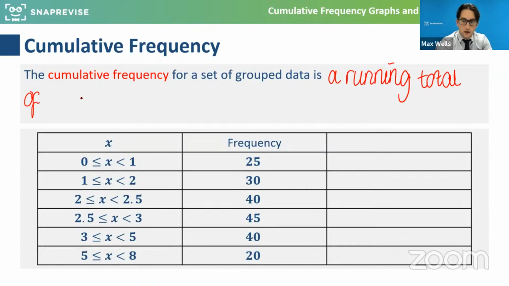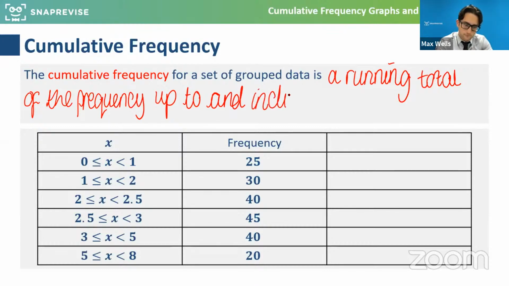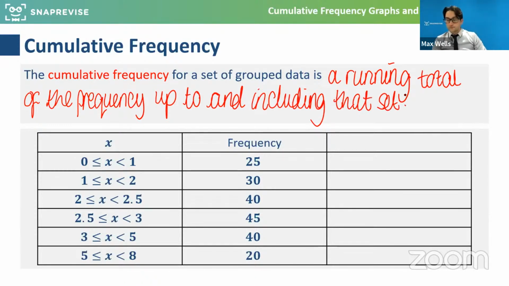Thank you for the comments. A running total of the frequency specifically. So you're keeping tabs on how much frequency has been added. So the running total of the frequency up to and including that set. And sometimes it's just easier to see an example, so that's what we're going to do. So for example, we've got some grouped data here.